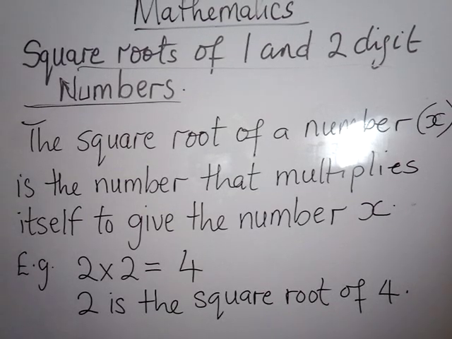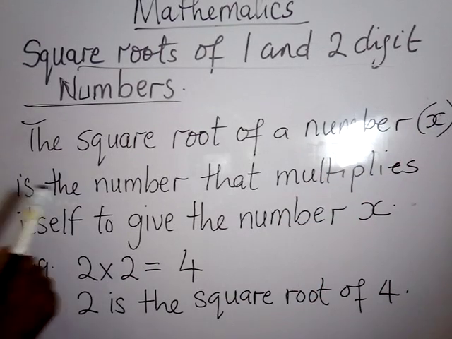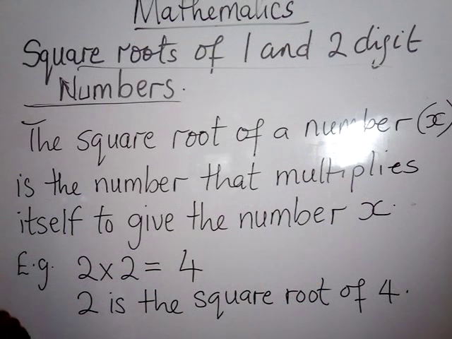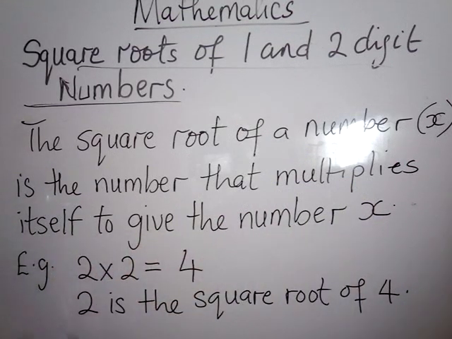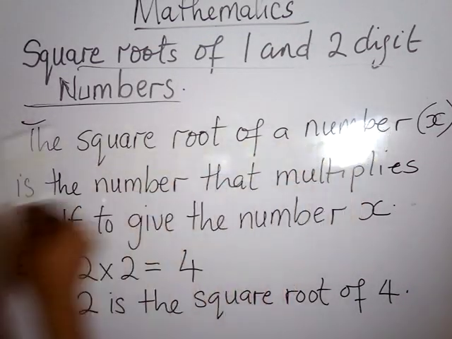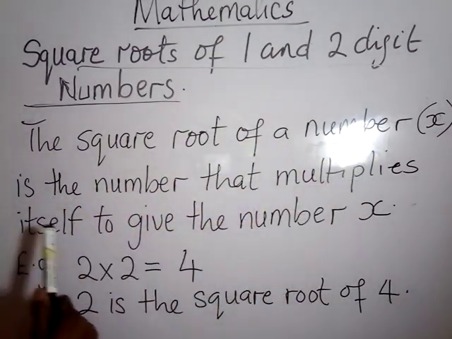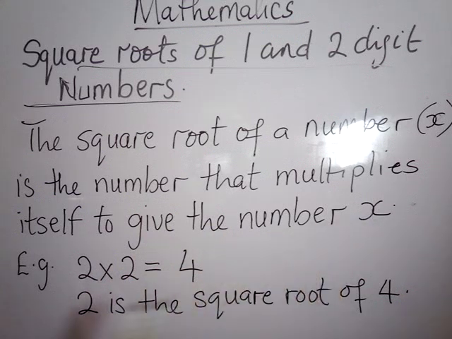Alright, so the square root of a number, let's take the number to be x, for instance, is the number that multiplies itself to give the number x. The square root of the number x is that number that multiplies itself to give us the number x. For instance, 2 times 2 gives us 4. That means 2 is multiplying itself to give 4. That means that 2 is the square root of 4. Okay?